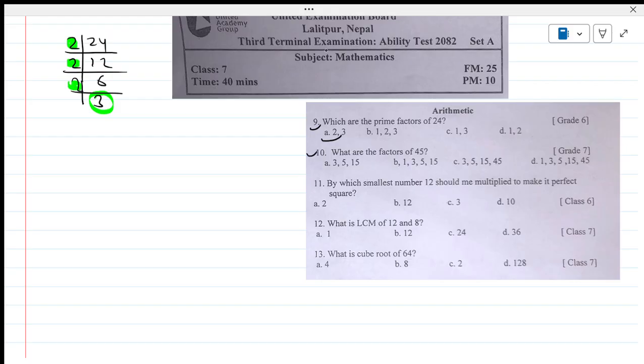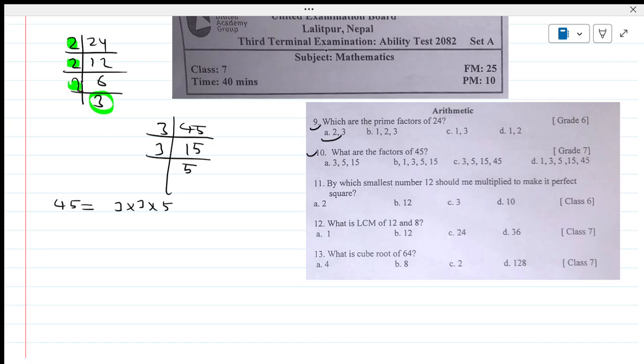What are the factors of 45? To check this, we have to divide 45 as a prime factorization. So first it goes by 3. 3 ones are 3, 3 fives are 15, and then 3 fives are 15 again, and now done. Now when you break 45, it becomes 3 into 3 into 5. So through this, which factors can you get?